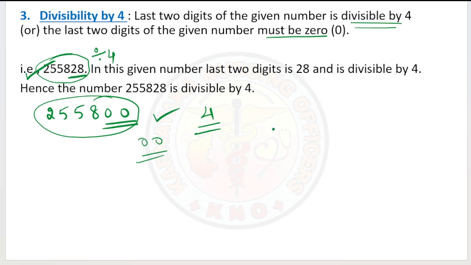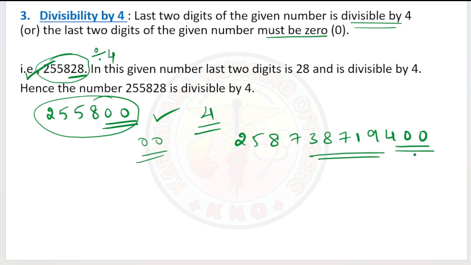For example, I will consider a 12 digit number like 258738719400. So can you say that this number is divisible by 4? Yes, of course. This number is definitely divisible by 4 because the last two digits are 0 in this number.